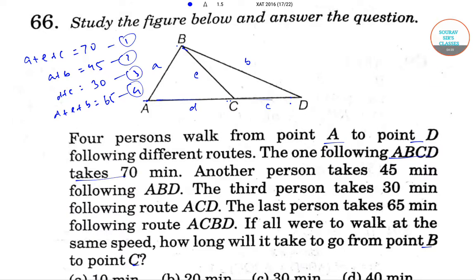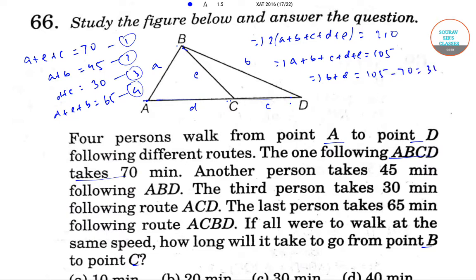Now adding all these equations, we get 2 into A plus B plus C plus D plus E equals 210, or A plus B plus C plus D plus E is equal to 105. But A plus E plus C equals 70. So B plus D equals 105 minus 70 is equal to 35.